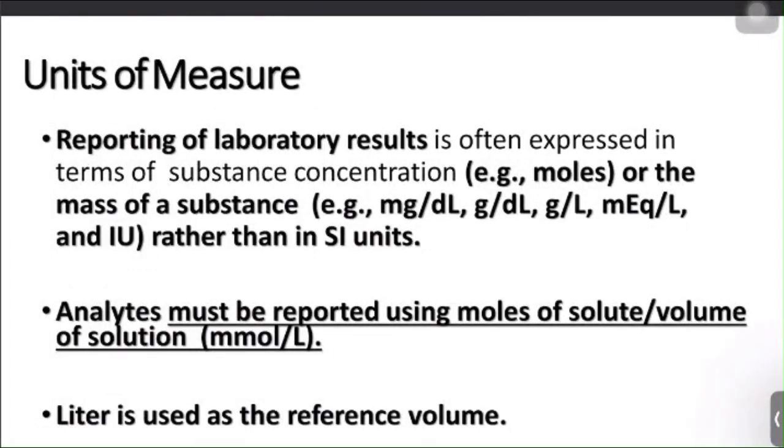Next, you have units of measure. In order to perform accurate and reliable test results for patients, you need to report them as accurately as possible, so you use units of measure. In reporting your laboratory results, this is your expression of the values inside the bottle. For concentration, you can report moles, even percents, for the substance concentration in the blood or other bodily fluids, or even the mass of the substance using milligram per deciliter, gram per deciliter, gram per liter, milliequivalent per liter, or even international units, rather than SI units.